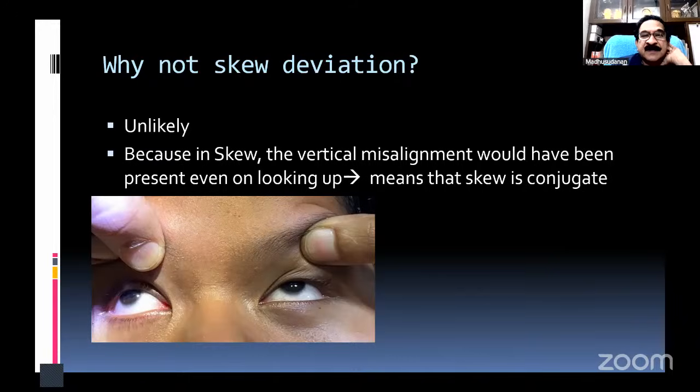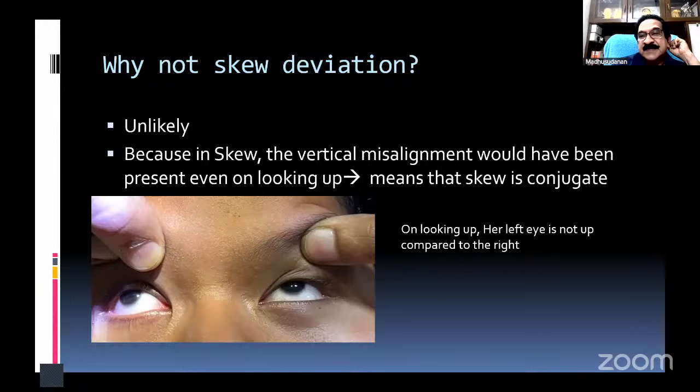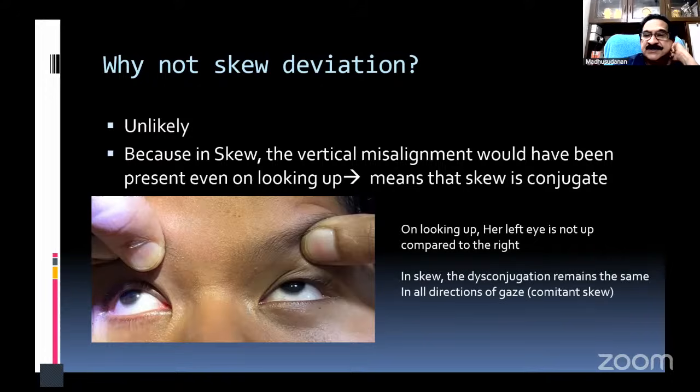See, on looking up, if it is due to skew deviation, the left eye should have been up, even on looking up. But here it is not up. If at all, the right eye is a little more up. So it's not a skew deviation unless it's a noncomitant skew. There's an entity called incomitant skew that can have a difference in the vertical direction. On looking up, her left eye is not up compared to the right side. In skew, disconjugation remains the same in all directions of gaze. This is called the comitant skew.